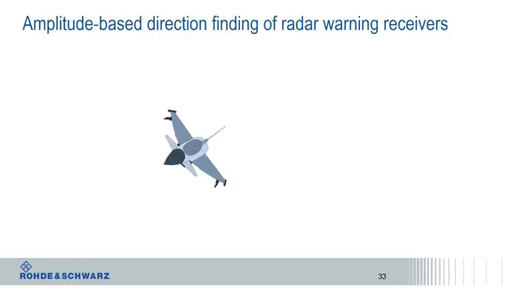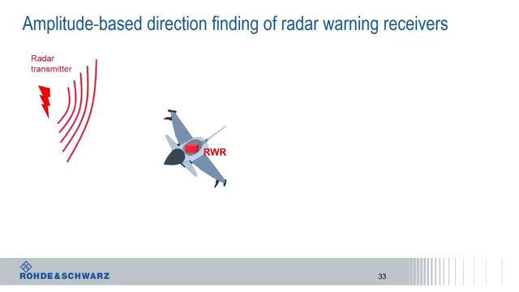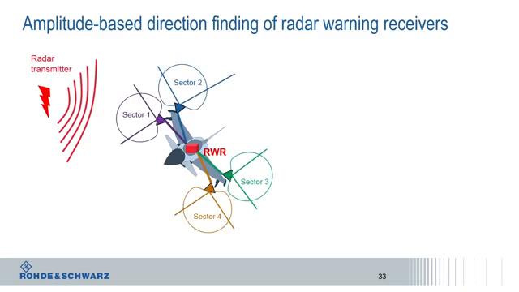So now let's assume again there's an aircraft flying and there's a radar transmitter somewhere in space. So also this aircraft is carrying a radar warning receiver. But this aircraft also wants to know where the radar signal is coming from. So therefore it is using several antennas which look in different directions of the aircraft.